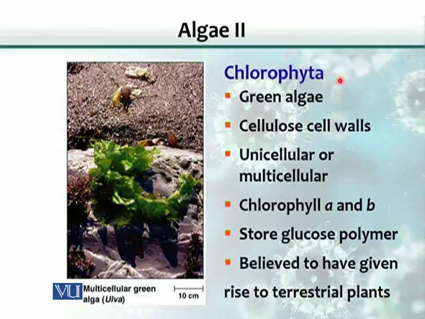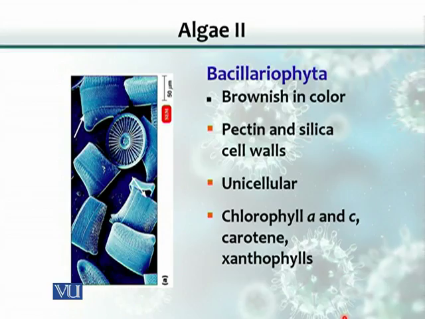Third type is Chlorophyta. These are green algae. Their cell wall is composed of cellulose. They could be unicellular, could be multicellular, and they contain chlorophyll A and B. They also store glucose polymers, and they are the ones that are believed to have given rise to the plants that we see daily.